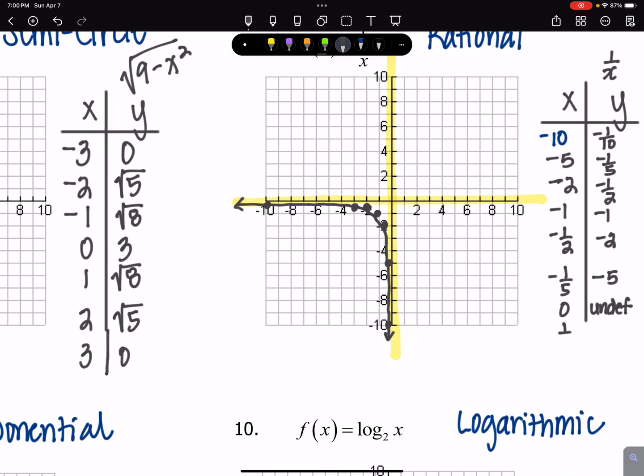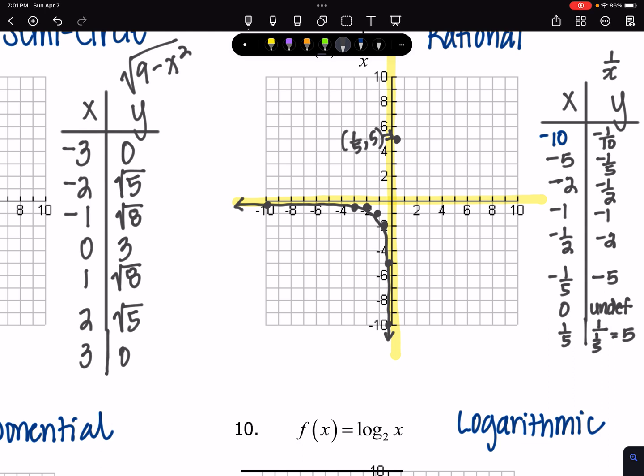What if I put in a positive 1/5? Well, that would be 1 over 1/5, or 1 divided by 1/5, which is 5. So 1/5 would give me a 5 out. Sorry, when you put 1/5 in, you get a 5 out. Yep, positive 1/5, comma 5. That's this part, that's that ordered pair right there.